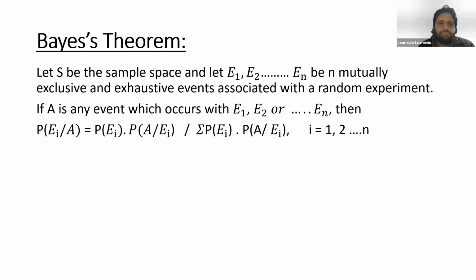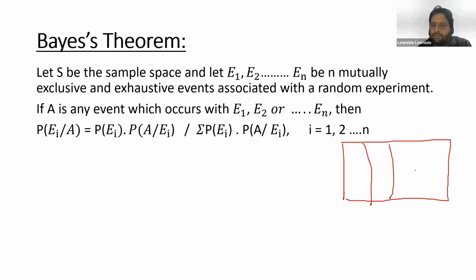Again, the same thing: let this be the sample space, and let E1 to En be n mutually exclusive and exhaustive events. If A is any event which can occur with these events, then P(E by A). So again, the same thing. Suppose this is our sample space. This is E1, this is E2, this is E3, this is E4. And A is an event which can occur with E1, E2, E3, E4. This is your complete sample space.